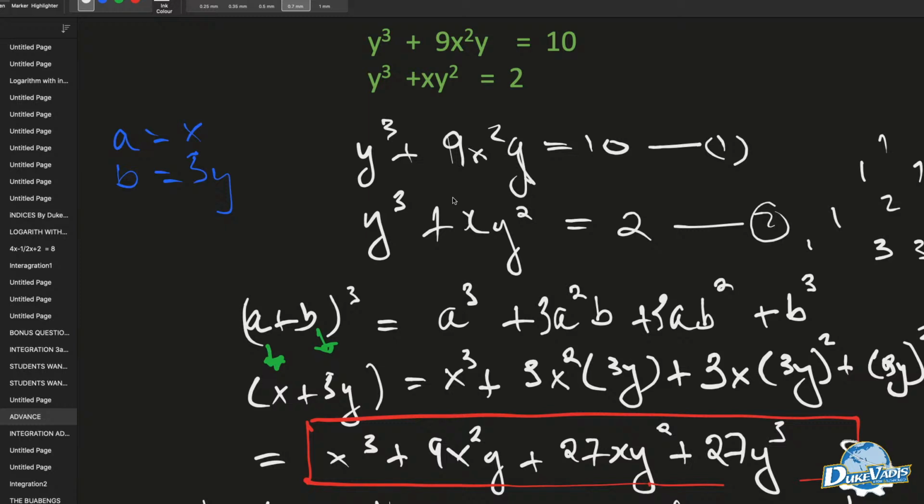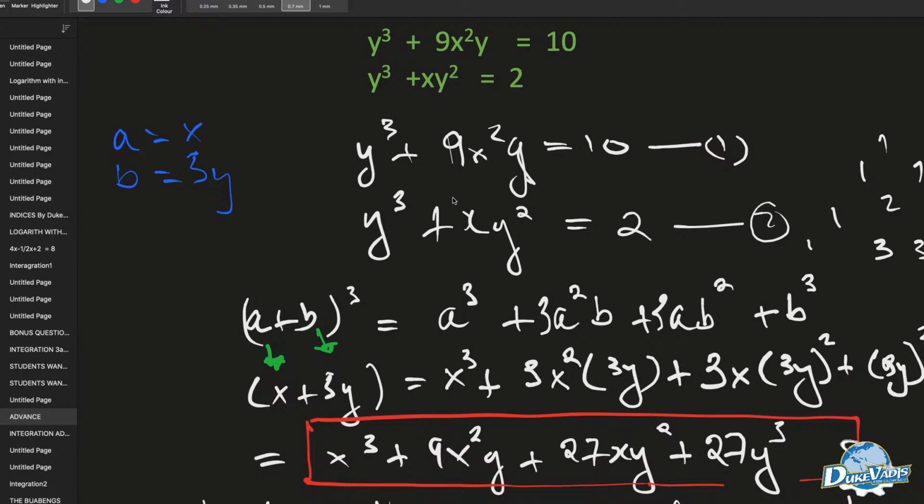Well, in a resemblance sense, you can see by inspection that A is equal to x and B is equal to 3y. So when I substituted the respective values into the equation, this yielded x cubed plus 9x squared y plus 27x y squared plus 27y cubed.